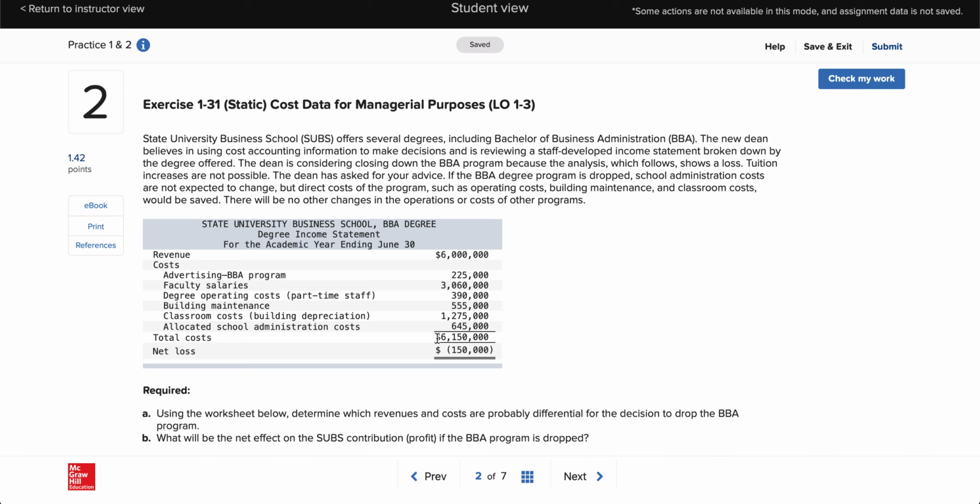So if the BBA degree program is dropped, here's some information we need to be mindful of as we start working this analysis. If the program is dropped, the school administration costs are not expected to change, but direct cost of the program, such as the operating cost, building maintenance, and classroom cost, would be saved. There will be no other changes in the operations or cost of other programs. These are the pieces of information that you have to keep in mind, because what we're going to do is go down here and look at all the information they've given us and determine what will change based upon the information that they've given us here.